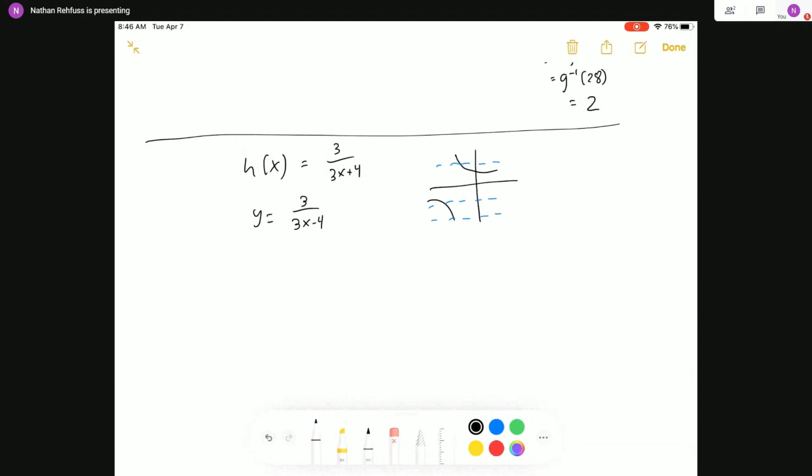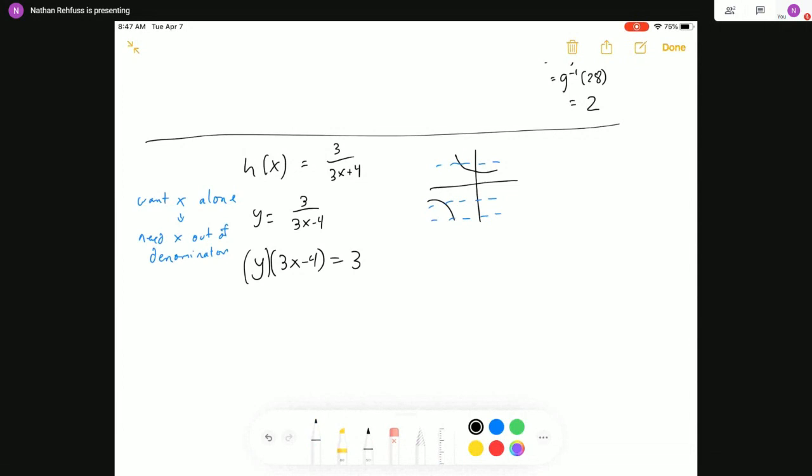And now again, I'm trying to get x by itself. If I want x alone, I need x out of the denominator. So what I'm going to do is multiply both sides by 3x minus 4. And I'll write y times 3x minus 4 is equal to 3. So since I've multiplied both sides by 3x minus 4, it's out of the denominator.